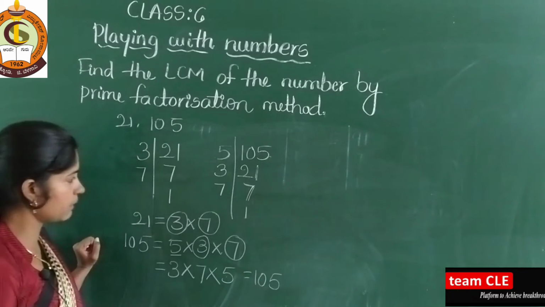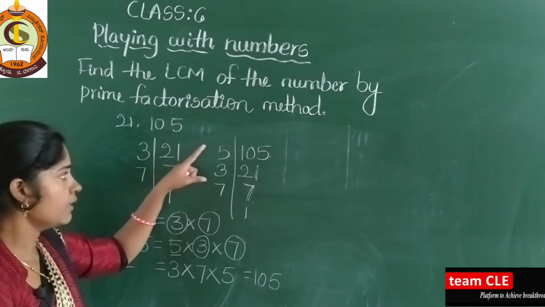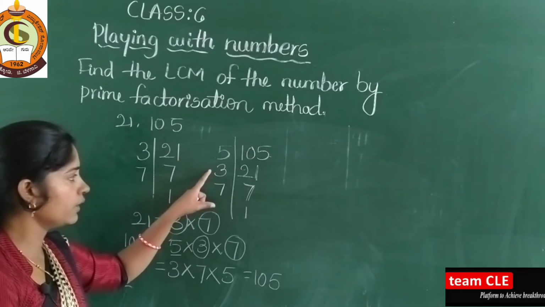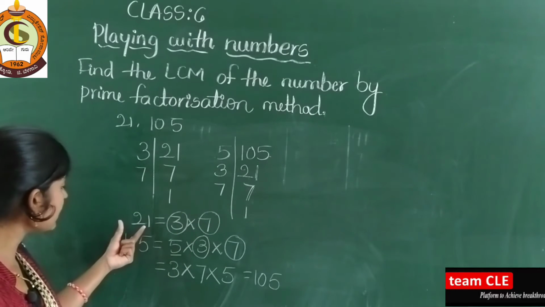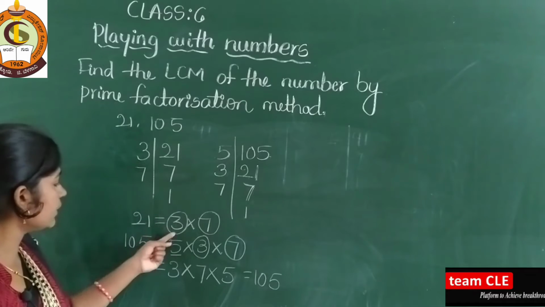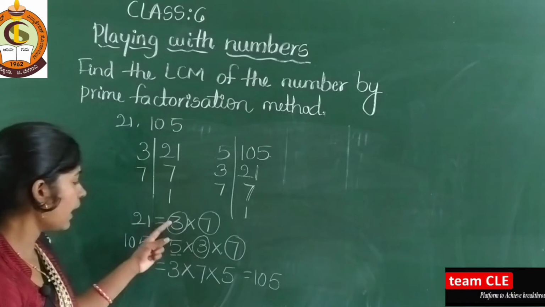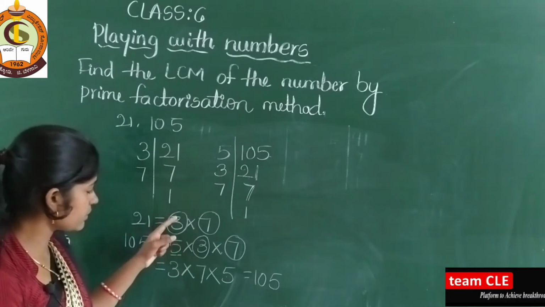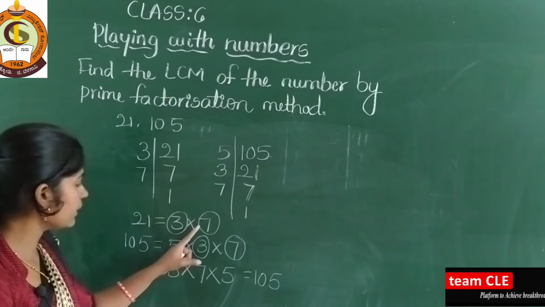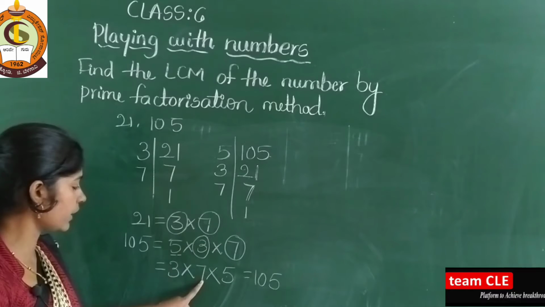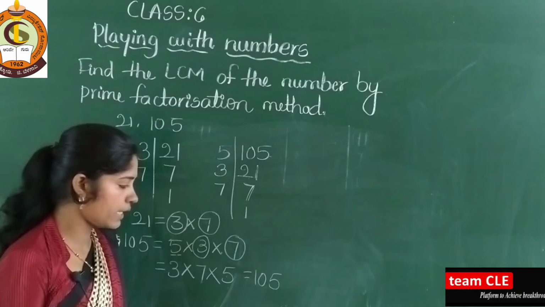I hope you are getting my point. First you need to divide the numbers: 3 sevens are 21, 7 ones are 7, 5 twos are 10 and 5 ones are 5. Then write the factors: 21 is 3 into 7, and 105 is 5 into 3 into 7. Next circle the common terms. 3 is common, but you need to take only one time. 7 is common, so take one time. Then multiply this with 5 and you will get 105 as the answer.